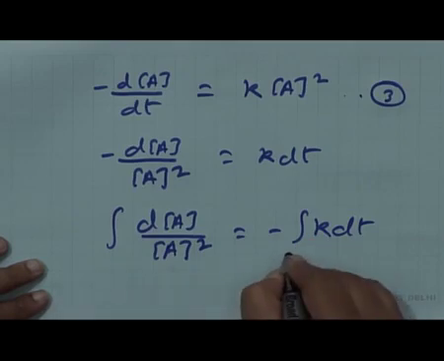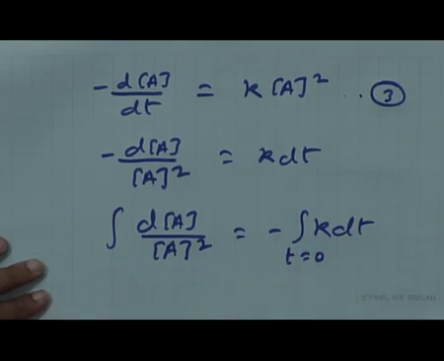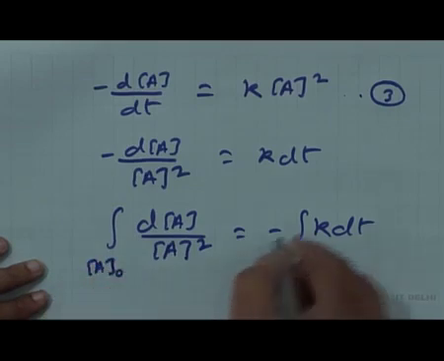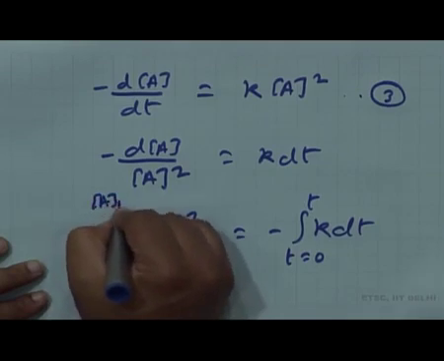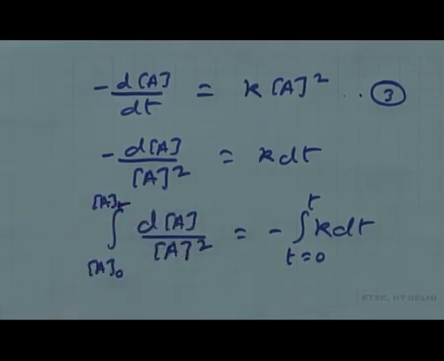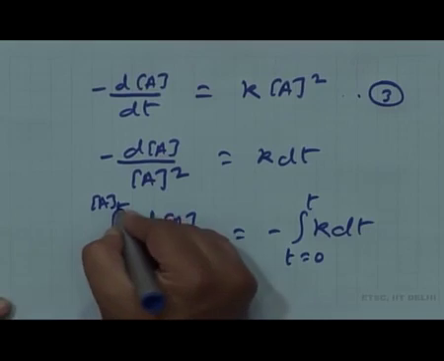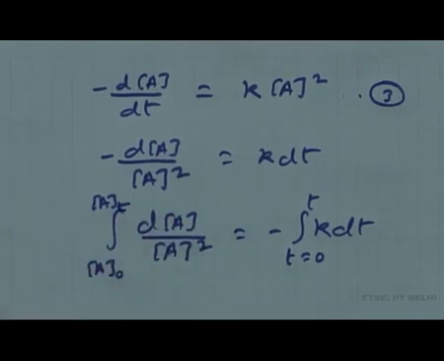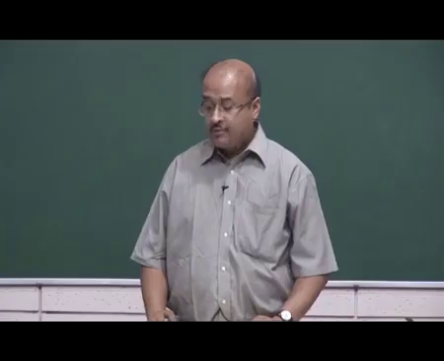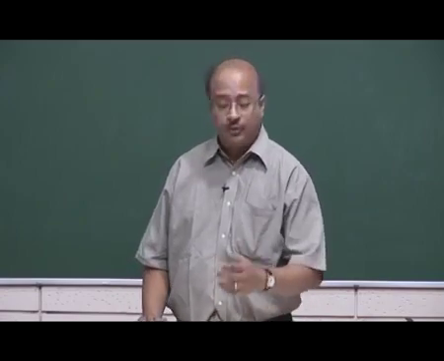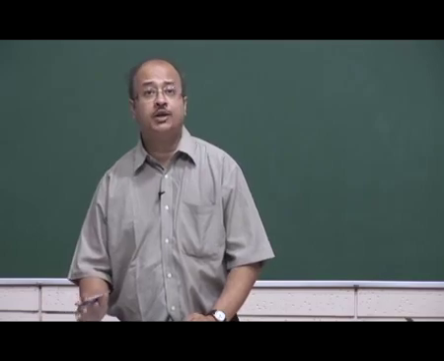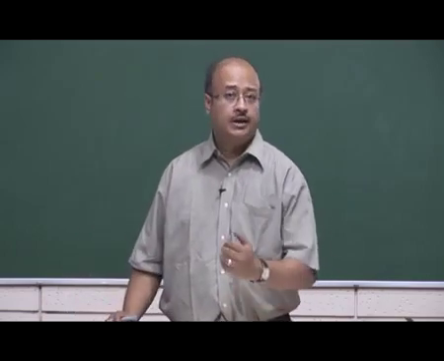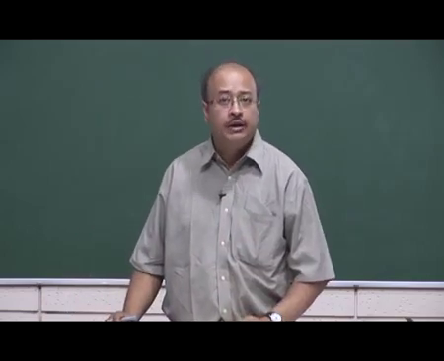What are the limits again? Remember, when t is equal to 0, A is A naught; when t is equal to t, A is A t. As we have been using this term before. Having set this up, you are almost there. You just integrate; these are standard integrals. Remember, on the right hand side you have k, which is a constant, the rate constant, and it can be taken out of the integral.